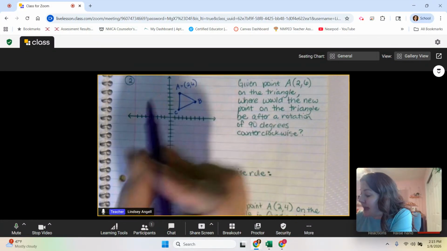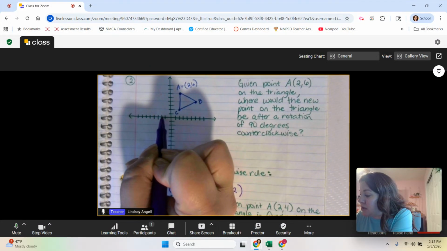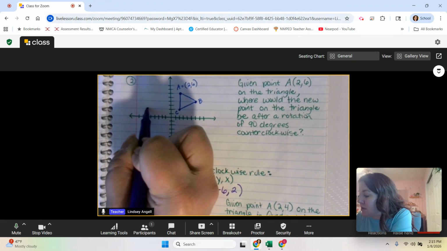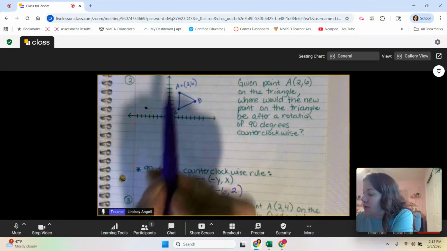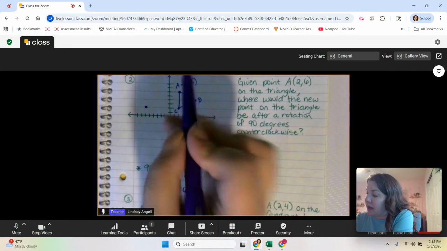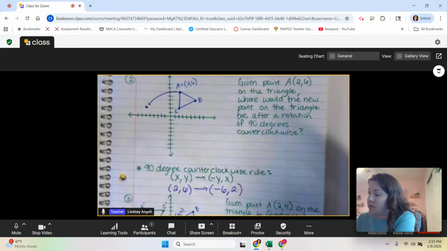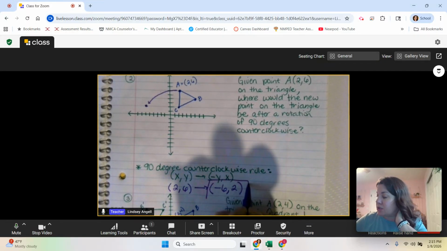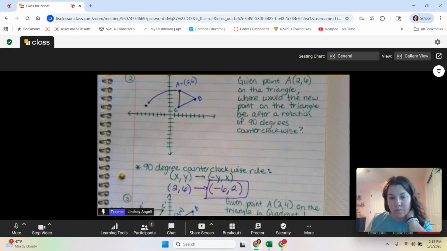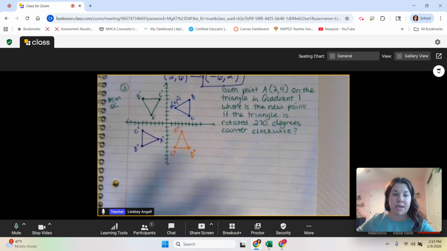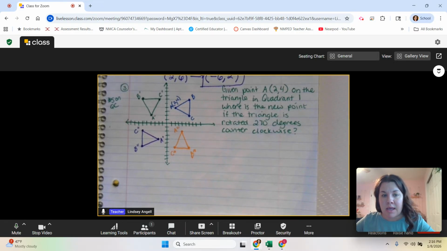So if I plot that, -6 would be 1, 2, 3, 4, 5, 6. +2 would be right here. Okay, so that's where this would go, if I were to draw that. All right, so that would be 90 degrees. But this is your final answer. So just be on the lookout for how much of a rotation I am making, and then you pay attention to those rules.